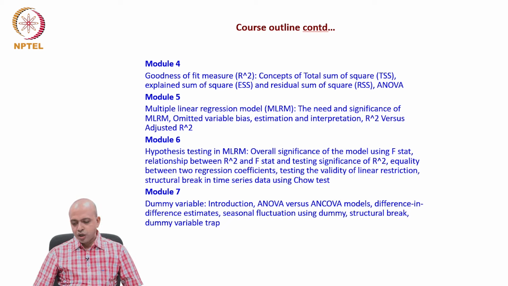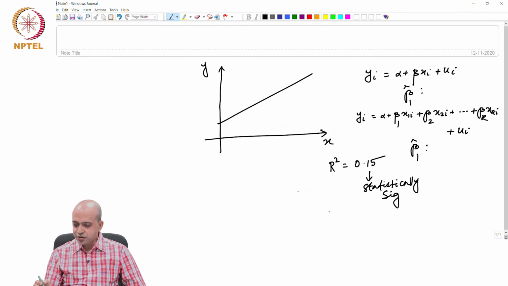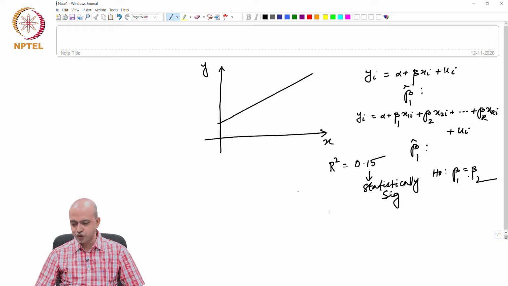Then we will also learn about the equality of two regression coefficients and testing validity of linear restrictions, then structural break in time series analysis using the Chow test. In this particular case, by testing linear restrictions, it may so happen that you are interested in whether x1 and x2 both have the same impact on yi or not. So, in your null hypothesis you may test whether beta 1 equals beta 2 or not, right. This is called testing the equality of two regression coefficients.